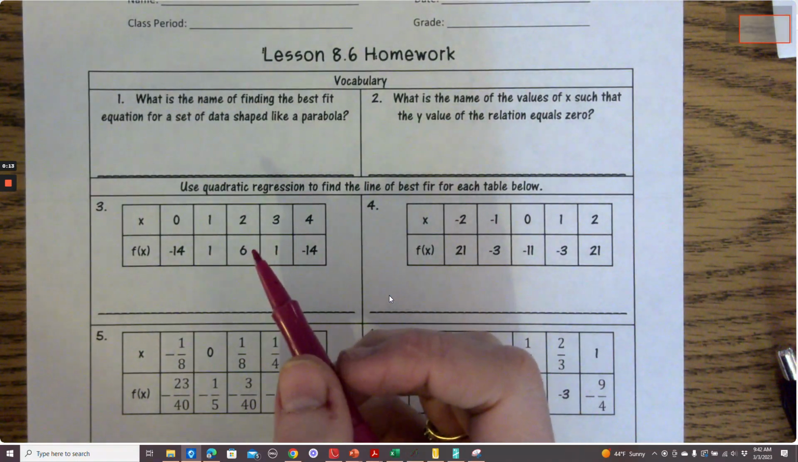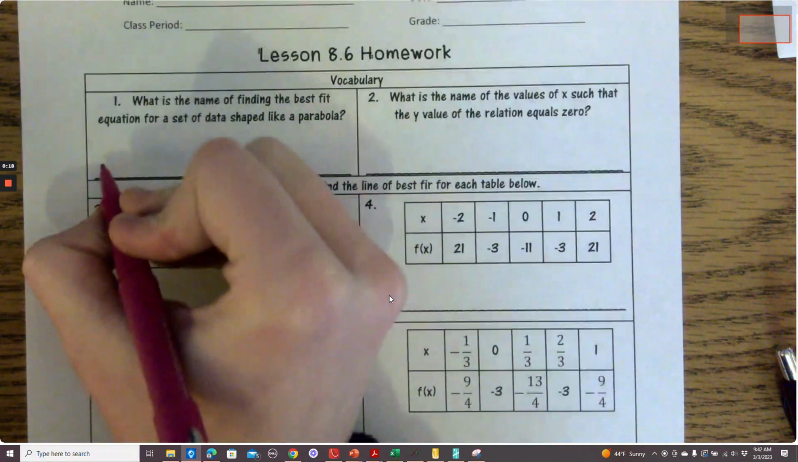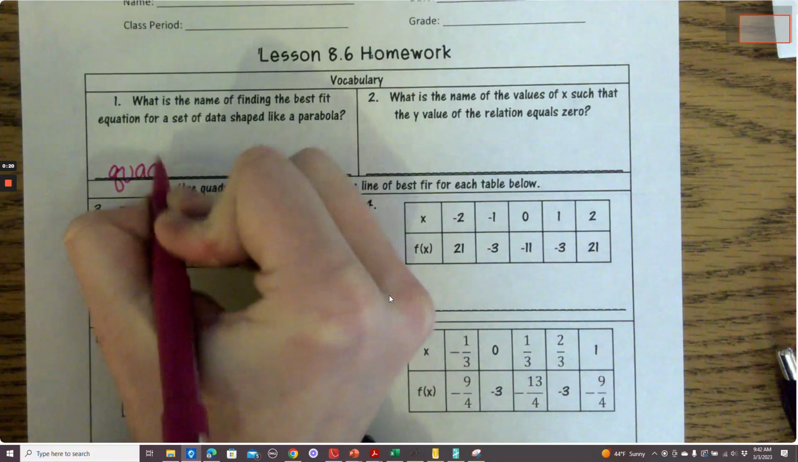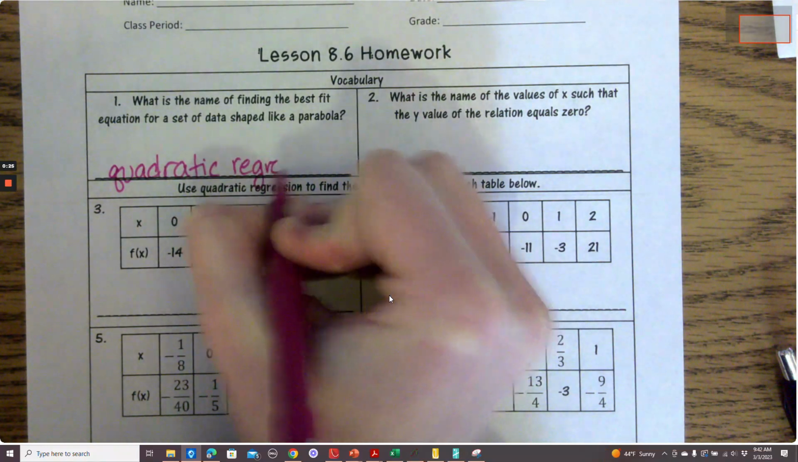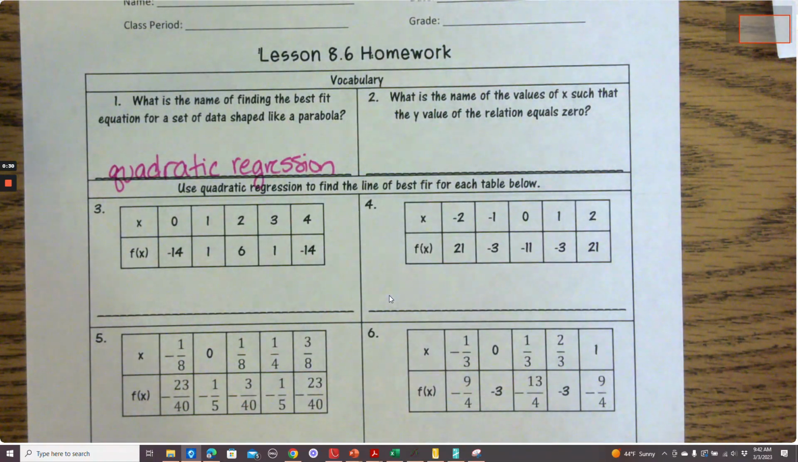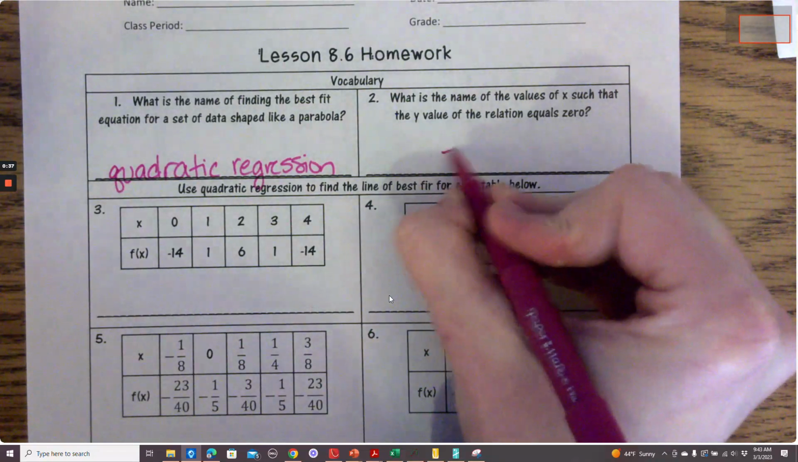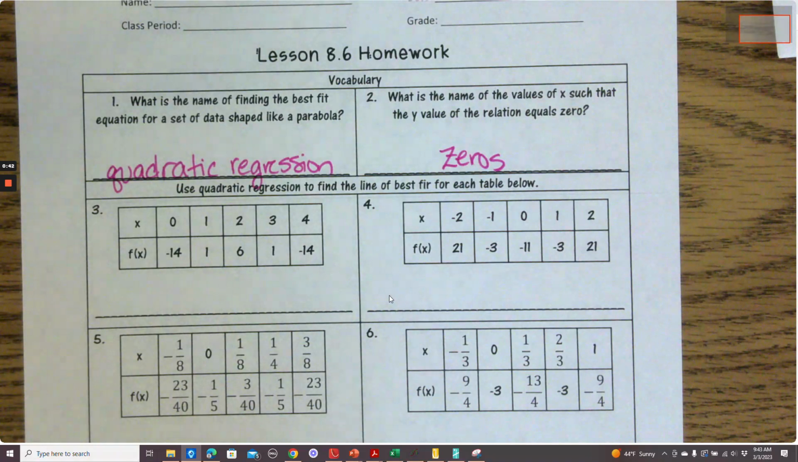So number one, what is the name of finding the best fit equation for a set of data shaped like a parabola? This is quadratic regression. And then what is the name of the values of x such that the y value of the relation equals 0? These are the zeros. So again, x-intercepts, zeros, solutions, roots. They're all talking about the same thing.